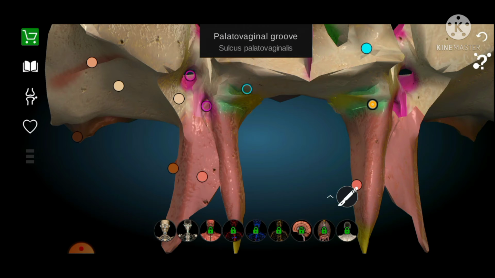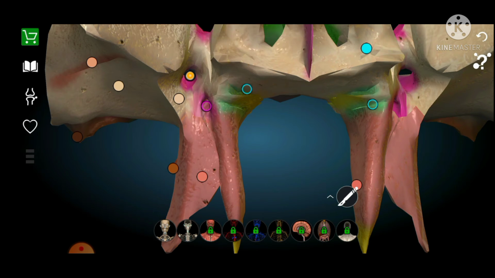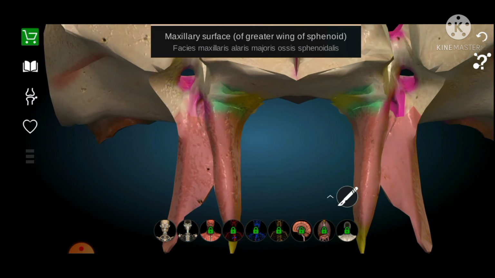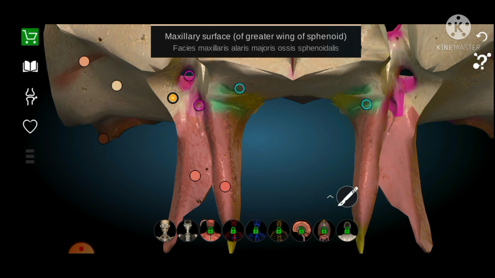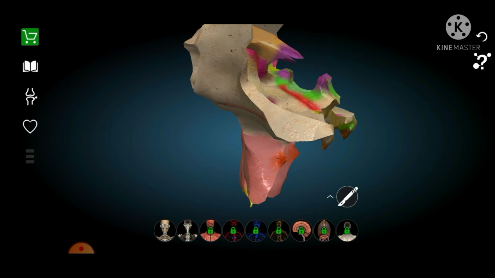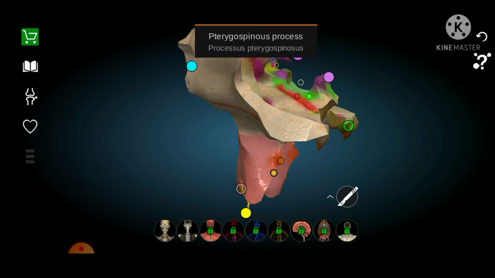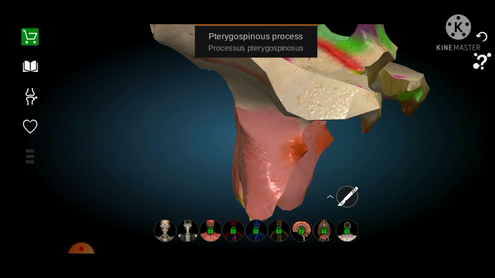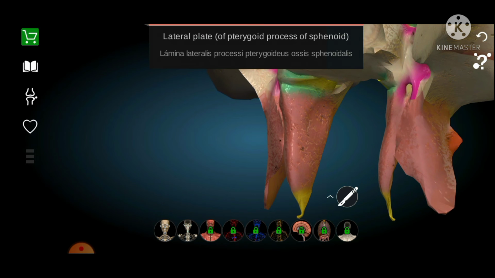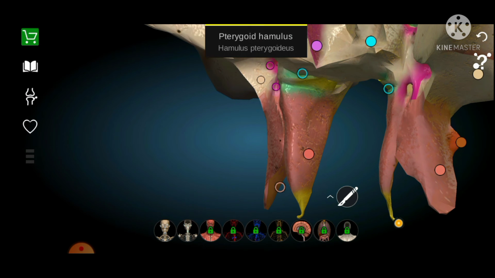This is the palatovaginal groove. This is the vomerovaginal groove. This is the foramen rotundum. This is the maxillary surface of greater wing of sphenoid. Then the pterygospinous process. This is a lateral plate. Pterygoid hamulus.